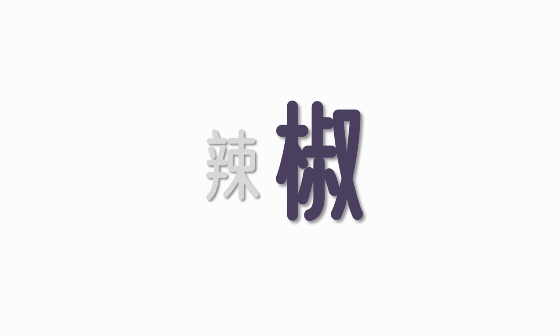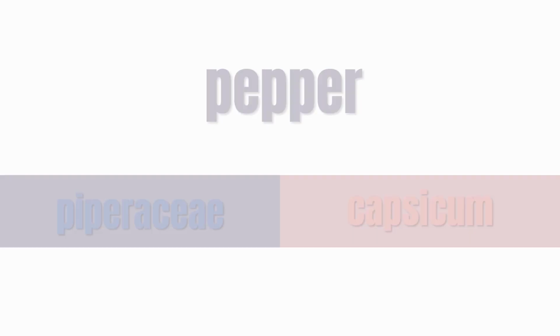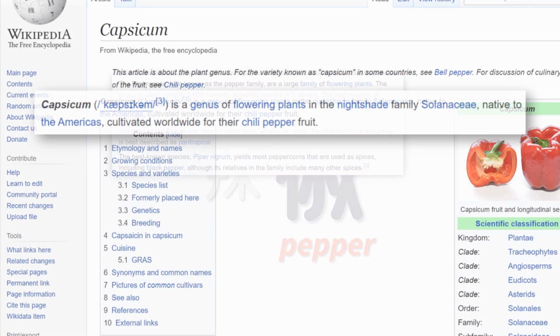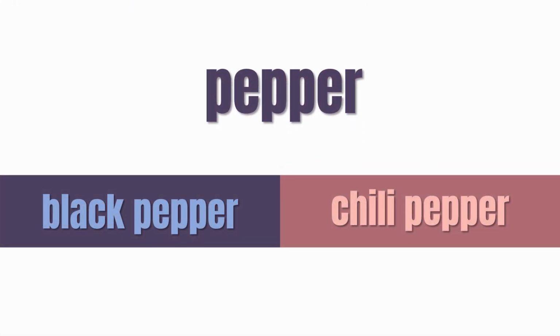Indeed, if you ignore the fact that 椒 is not a real word, the closest translation would be pepper, because pepper also indicates two different groups of plants, Piperaceae and capsicum. Wikipedia explained quite in detail what the difference is. I decided to simplify these two groups as black pepper and chili pepper.